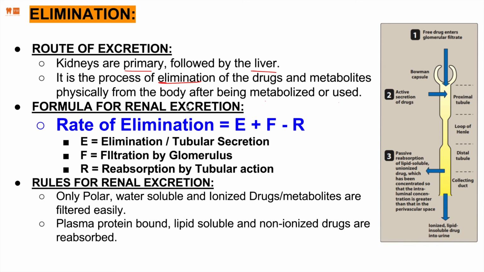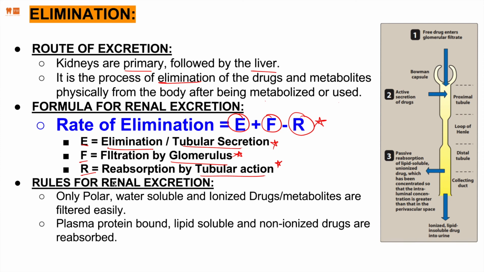The formula for renal excretion. Now this is a very important formula, guys. The rate of renal elimination equals elimination plus filtration minus reabsorption. So E is elimination or tubular secretion to be specific, filtration by glomerulus specifically, and reabsorption by tubular action itself. This formula will determine how fast something leaves your body.